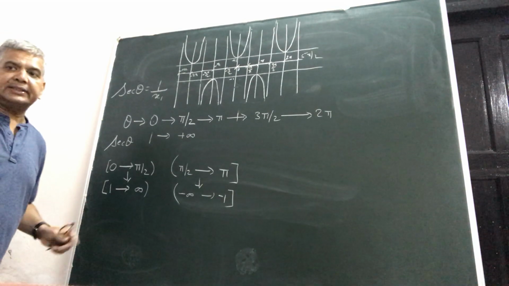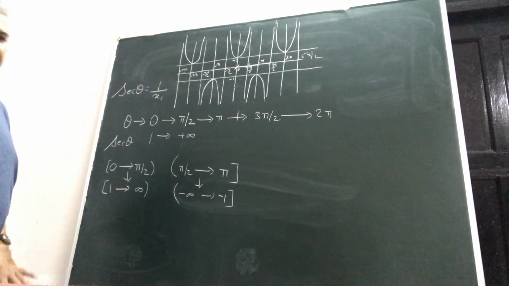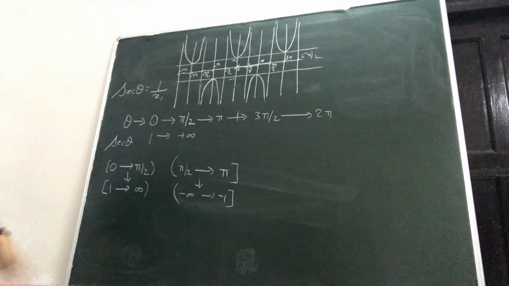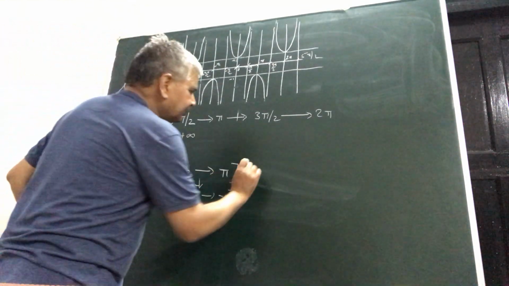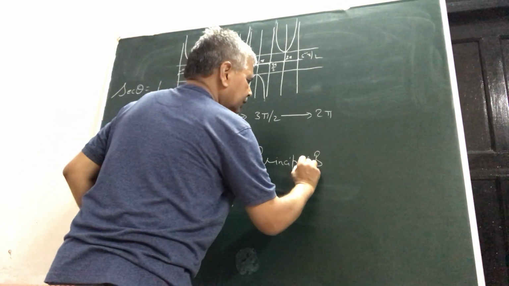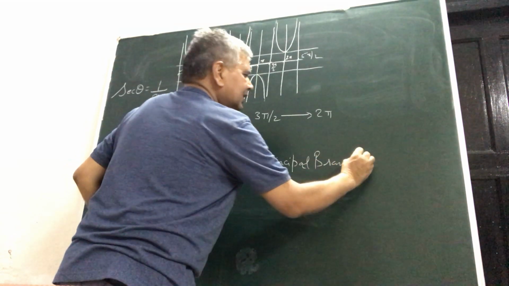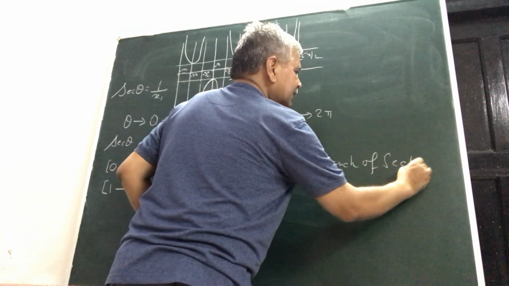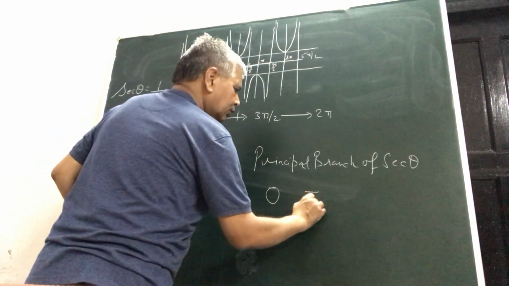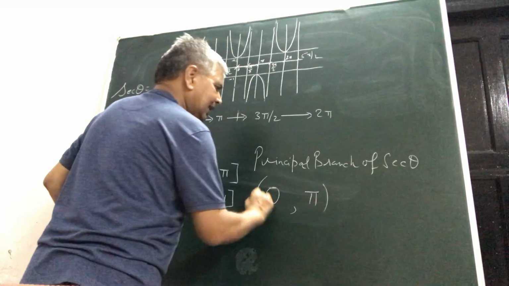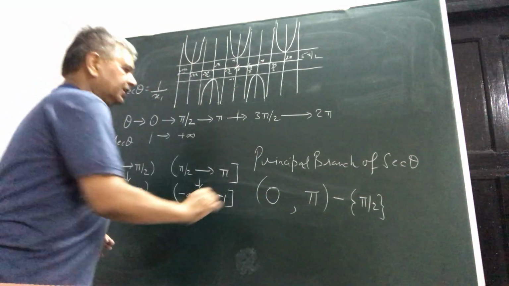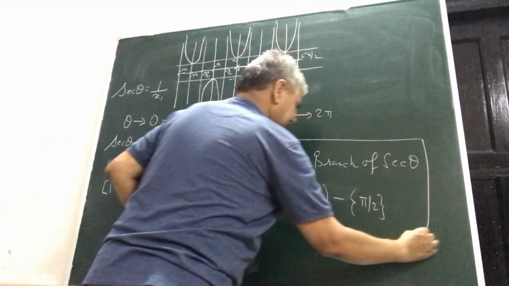Please see, after plotting the graph, this result will be of prime importance. This shows what the principal branch is. The principal branch of sec theta is 0 to pi, excluding the point pi by 2. So this is the principal branch of sec theta. Please remember.